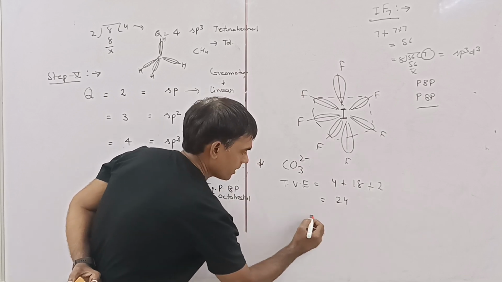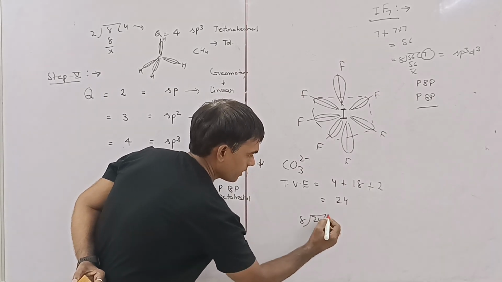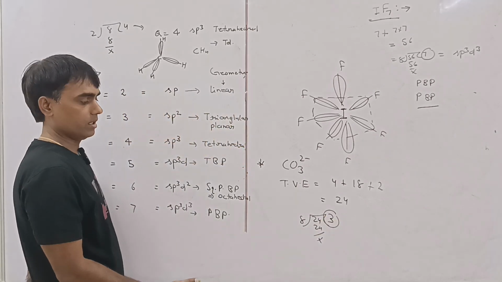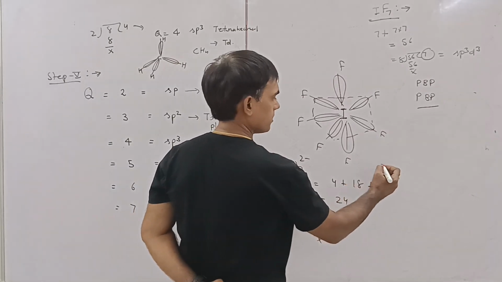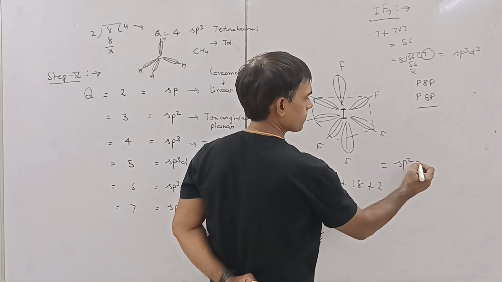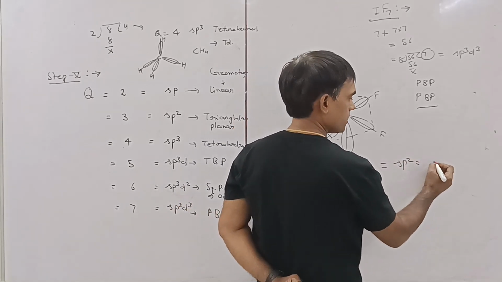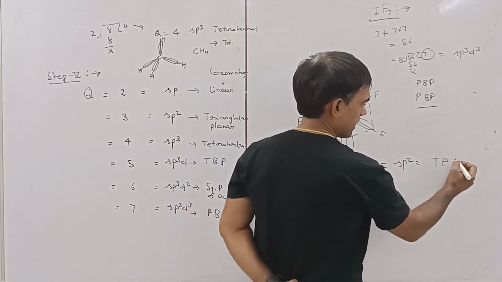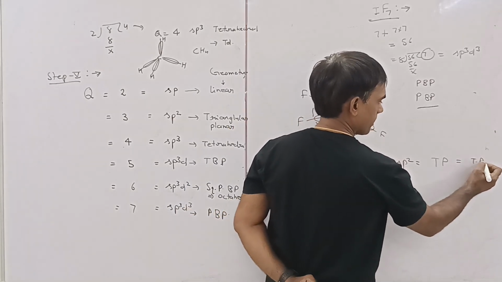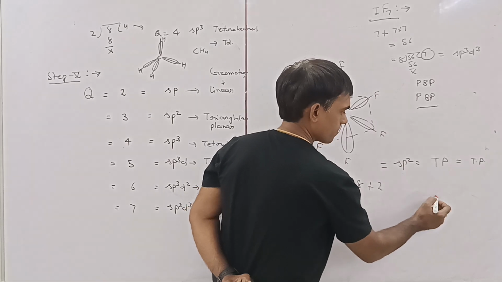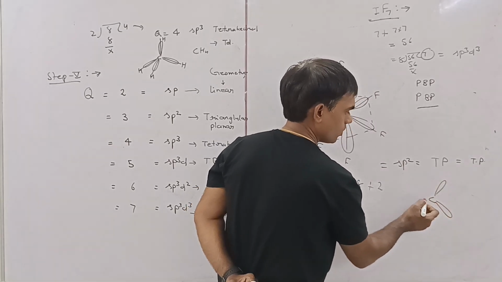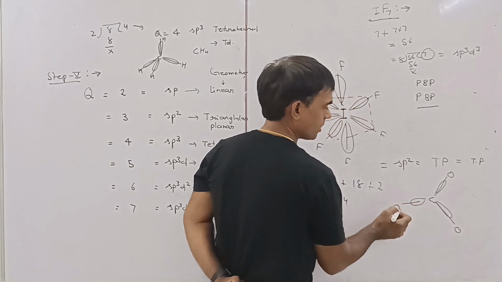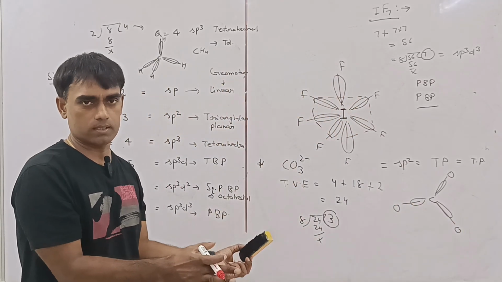Now it is greater than 8, so you divide by 8. The hybridization number is 3, so the type of hybridization is sp2. Geometry is trigonal planar, and the shape is also trigonal planar. This is carbon, and 1 oxygen, 2 oxygen and a third oxygen. The shape will be like this.